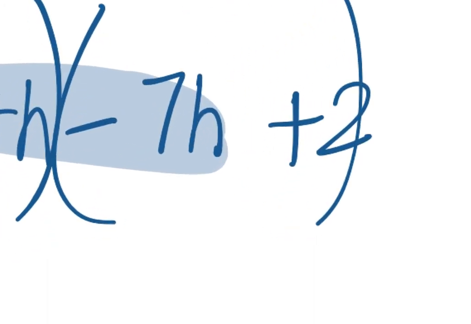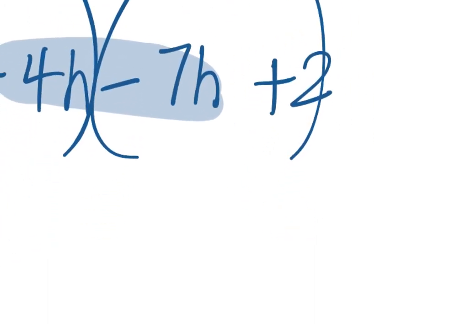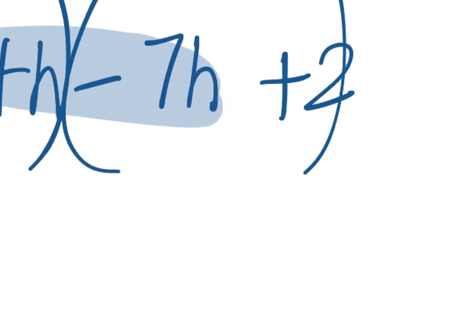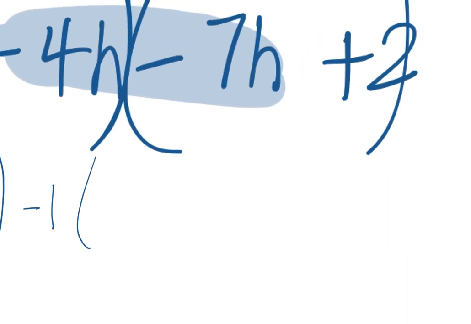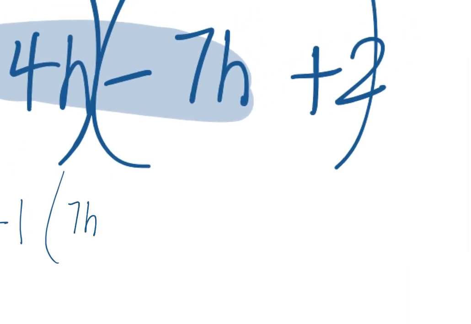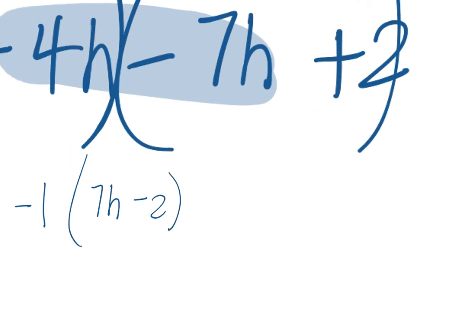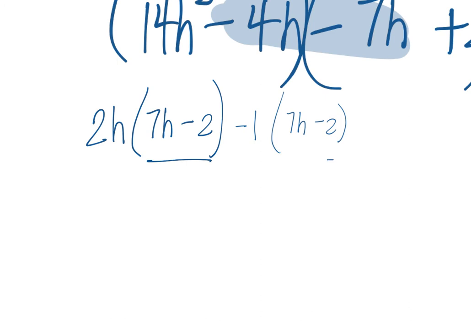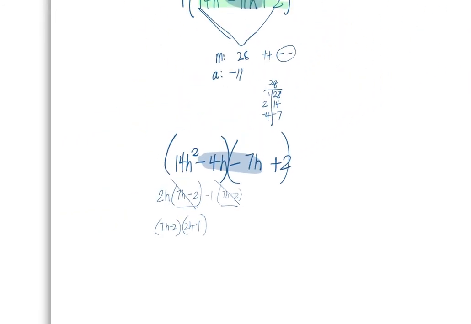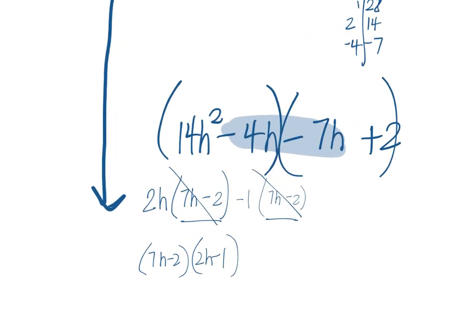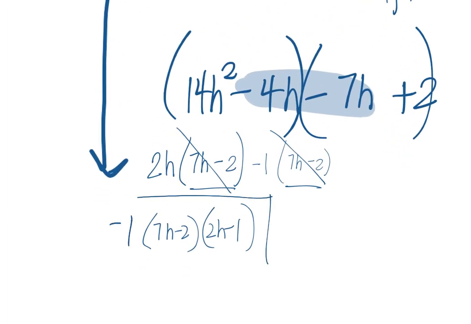Now let's focus on this binomial. Negative 7h and positive 2, they don't have a GCF, but the leading coefficient right here is a negative. So if the leading coefficient is a negative, factor out a negative, and in this case, it's just going to be a negative 1 that we're factoring out because they have nothing else in common. So that would leave you with a positive 7h and a negative 2. So now, if we pull out 7h minus 2, you're left with 2h minus 1. And then don't forget about that negative 1 that we factored out in the very beginning.